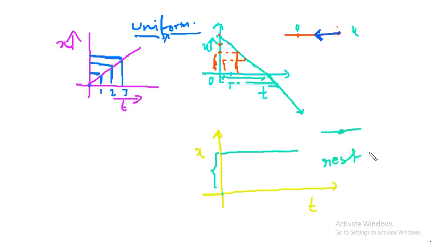So that's what I wanted to discuss in this video. I have discussed three graphs in this video. In the next video we'll see one example and then we'll talk in detail about instantaneous velocity and instantaneous speed.